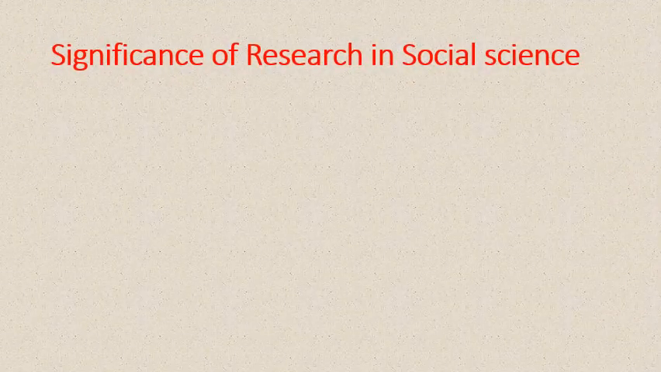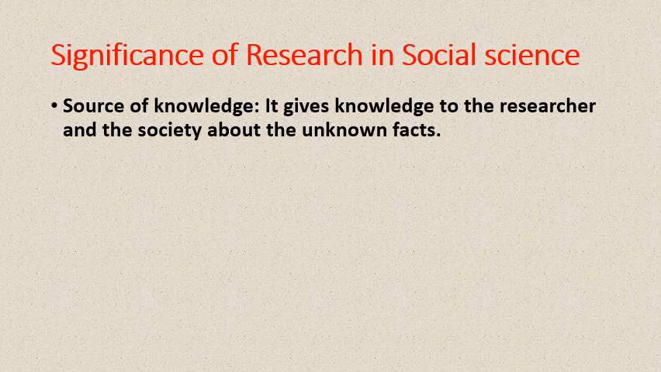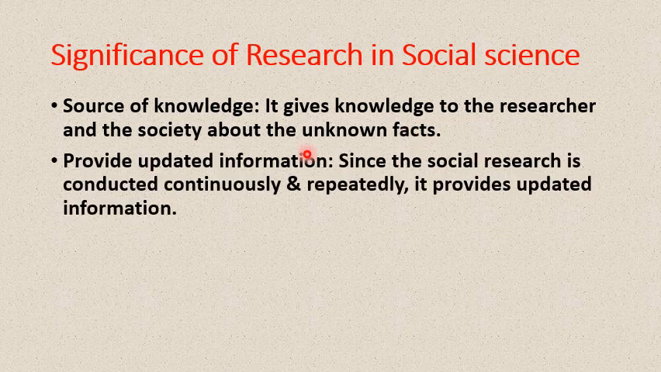Then significance of research in social science. First one, it is the source of knowledge. It gives knowledge to the researcher and the society about unknown facts. Second one, it provides updated information. Since social research is conducted continuously and repeatedly by different researchers to verify whether the existing knowledge is correct or to be modified, it provides updated information.